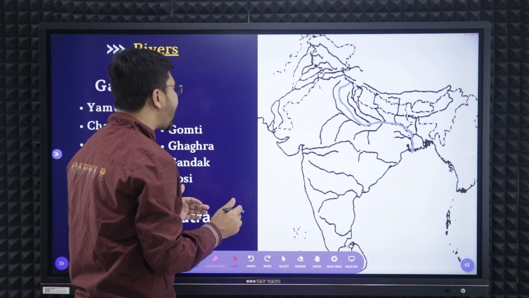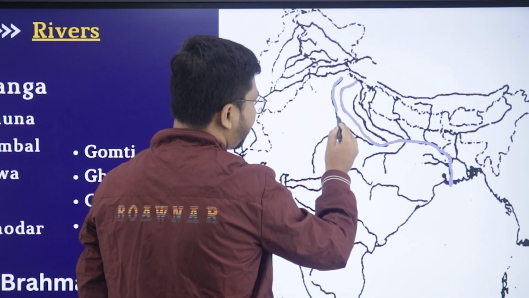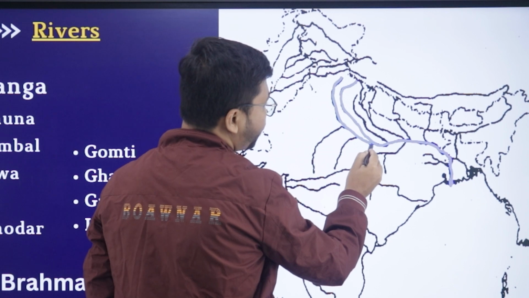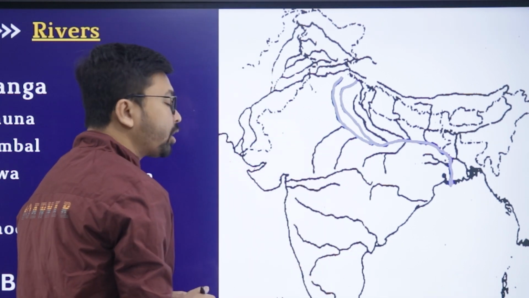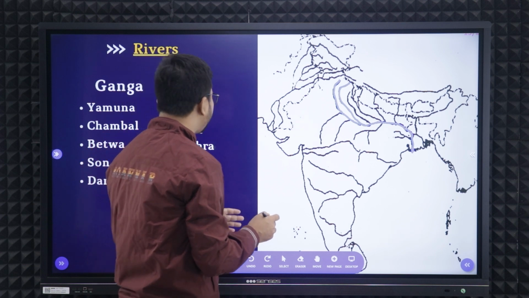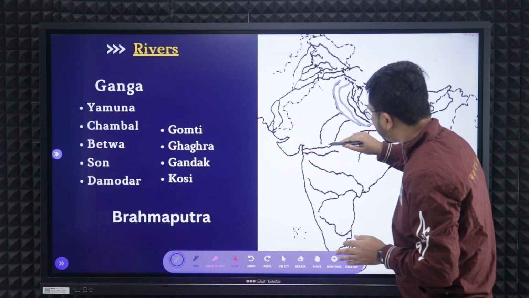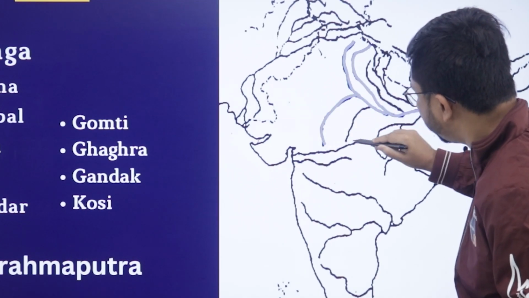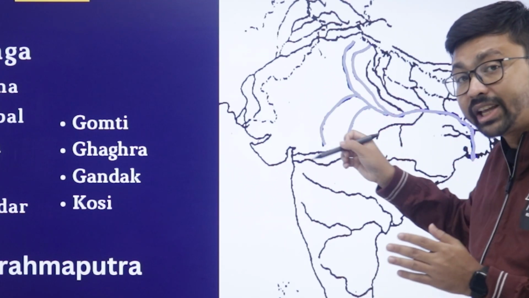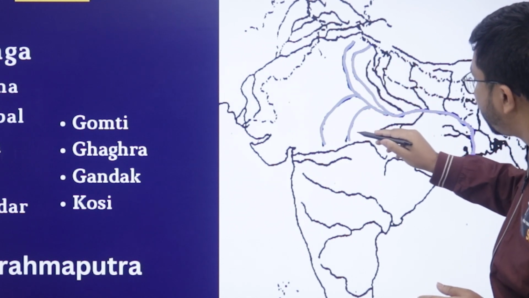Now on the right side, that will be Yamuna. So this one is the Yamuna river, right? It will start and join the Ganga river over Allahabad. Next is Chambal. These are the right hand tributaries. The Yamuna, then this one is the Chambal, and the next one is the Betwa. If you see it anti-clockwise: Ganga, Yamuna, Chambal, Betwa.